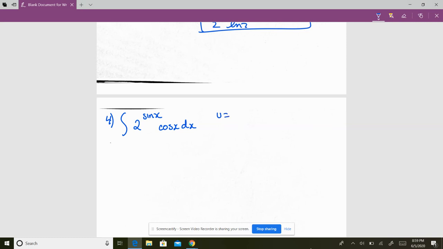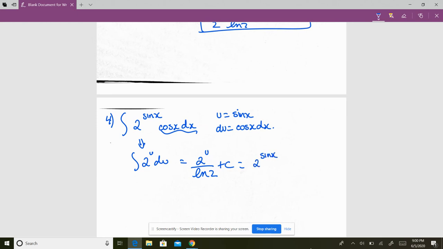And because this is an exponential, your u is always going to be your exponent. So du is equal to cos x dx. How nice that worked out. So the integral now becomes 2 to the u, and this bit becomes du. This matches our formula. So it's 2 to the u over the natural log of 2 plus c. Sub back in our u. So it's 2 to the sine x over the natural log of 2 plus c. There's your answer.